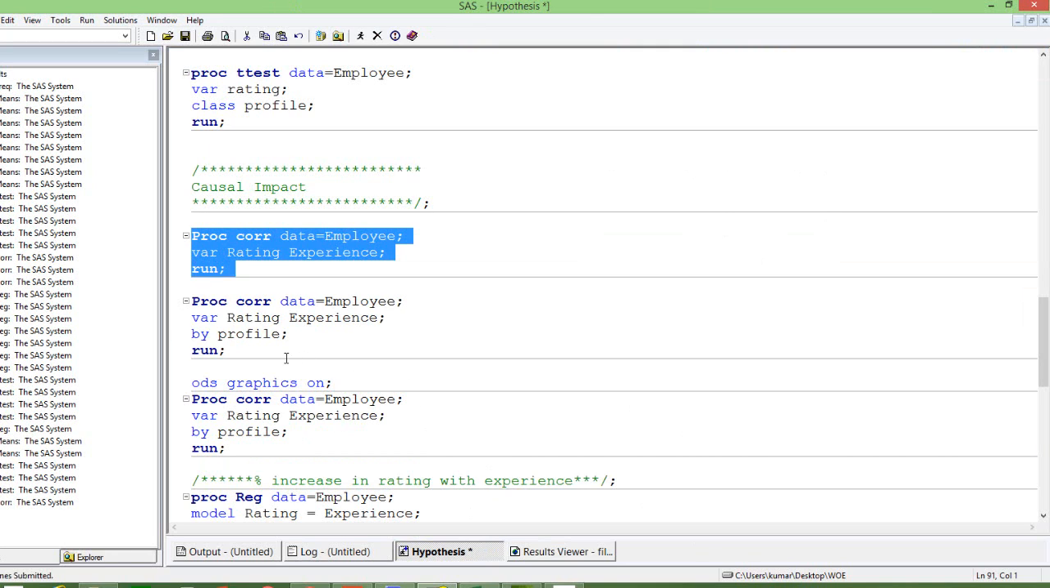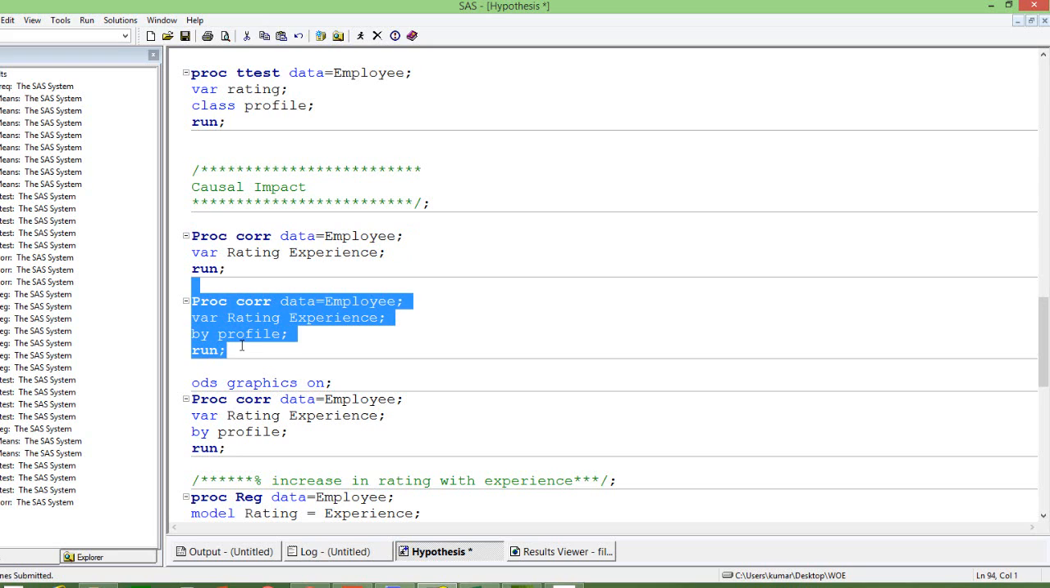So we can actually ask ourselves, does it also change with respect to the job profile? Like for job profile 1, maybe we have a better correlation, and for job profile 2 we have a different correlation. So that could be the case. So let us do that. Let us calculate correlation with respect to the profile.